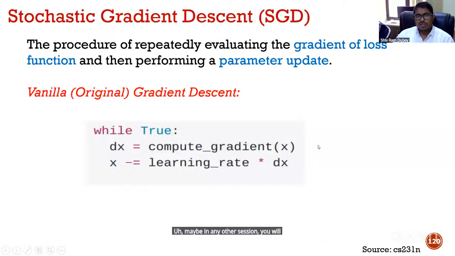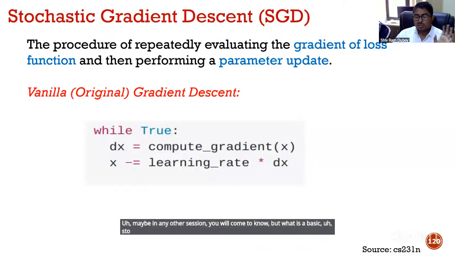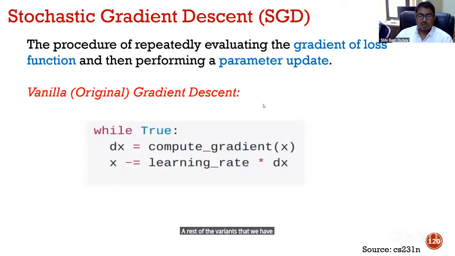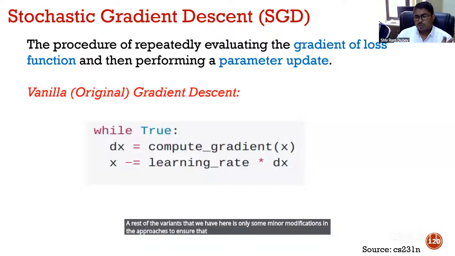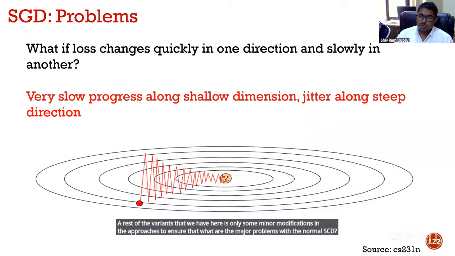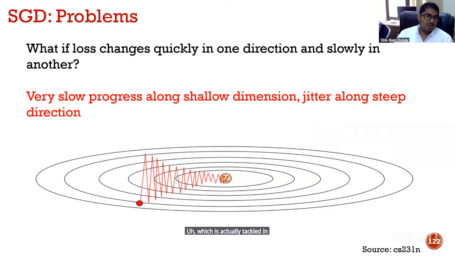But what are stochastic gradients? What is the gradient descent approach and how is it useful to train the model? I hope you have got the idea. The rest of the variants that we have here are only minor modifications in the approaches, to tackle the major problems with normal SGD, which are addressed in other variants of the optimizers.